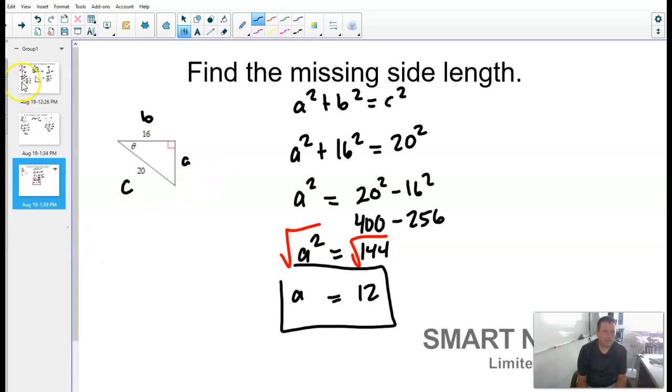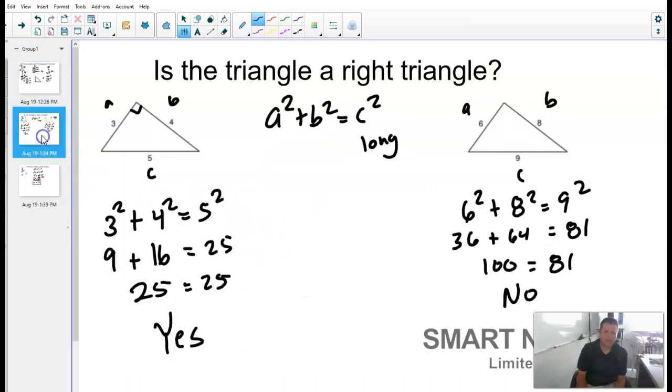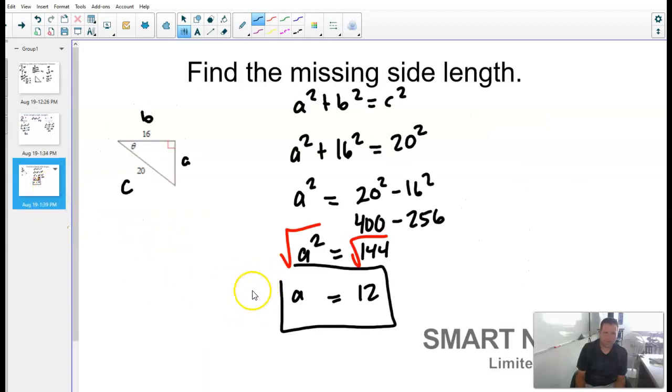So just a quick recap. Guys, I want you to be able to identify sides based on that angle of perspective. Again, opposite, adjacent, hypotenuse. Hypotenuse is always the long side. It doesn't matter what the angle is, but the opposite and adjacent will change depending on where you're at. And then I do want you to be able to use Pythagorean theorem to state whether or not a triangle is right or not, or to find a missing side.